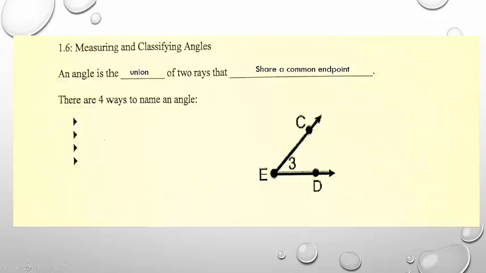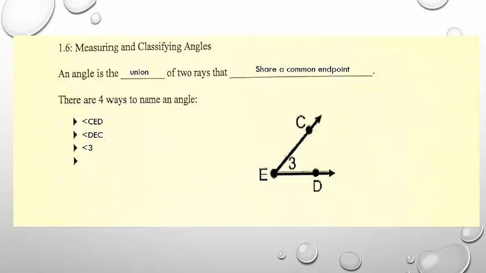In order to name this angle, there are four methods we can use. The first one is using three letters. The only rule is the vertex, the point they have in common, has to be in the middle. So angle CED could be a name for this angle. You could also go in reverse order: angle DEC.